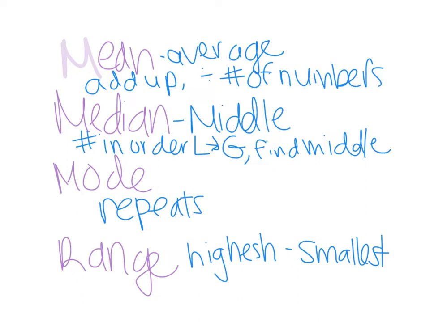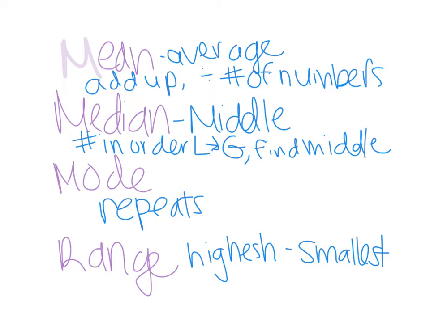The mode, I always think of brownie a la mode. So that's brownies with a little extra with ice cream. So it's the number that repeats with a little extra, repeats the most. On mode, if none of the numbers repeat, you would write the word no mode. If two of the numbers repeat, you would write it twice. And then range is the highest minus lowest. That tells you how spread out your data is.